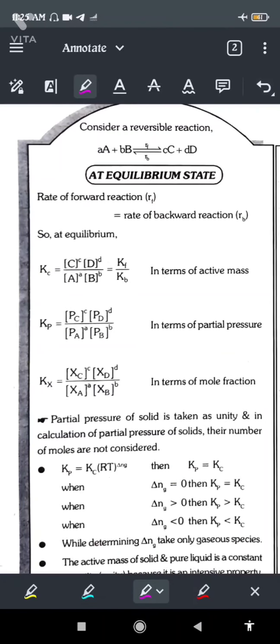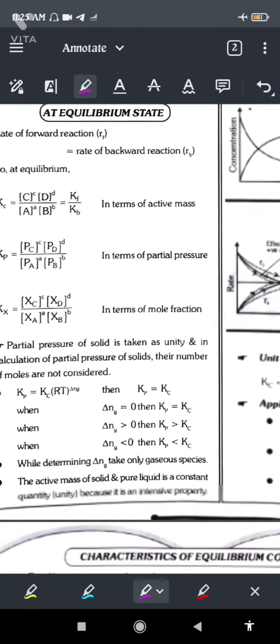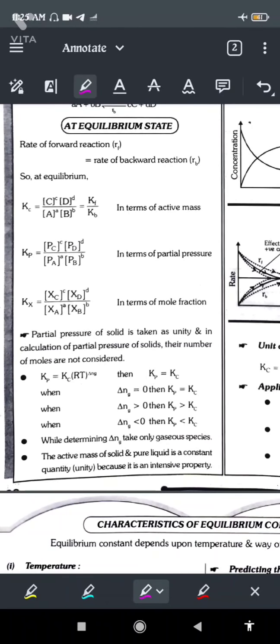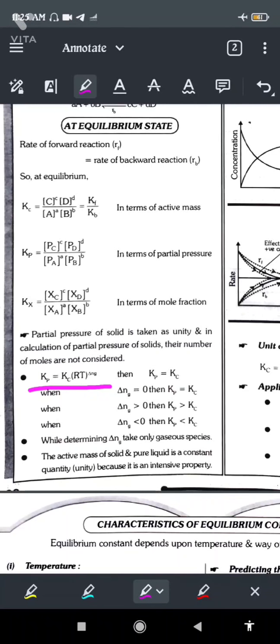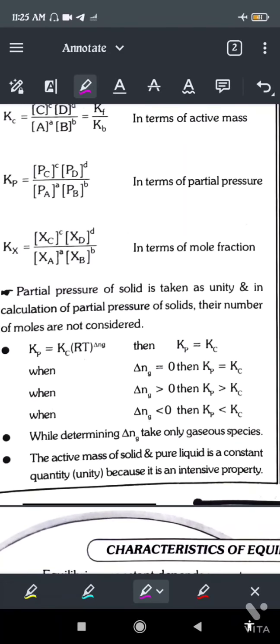Then note down this formula, the relation between Kp and Kc. Kp equals Kc into RT to the power del n. Del n is the change in number of moles when the reaction goes from reactants to products. Note down these points.